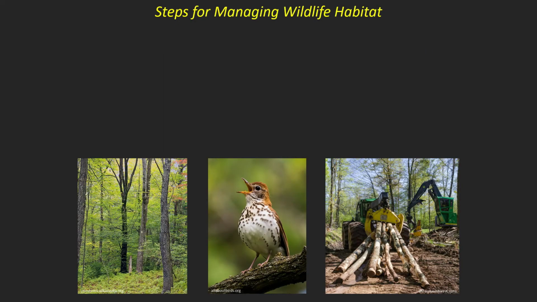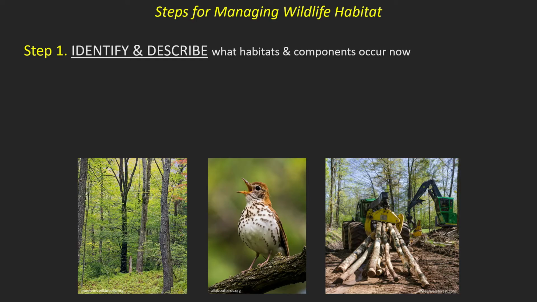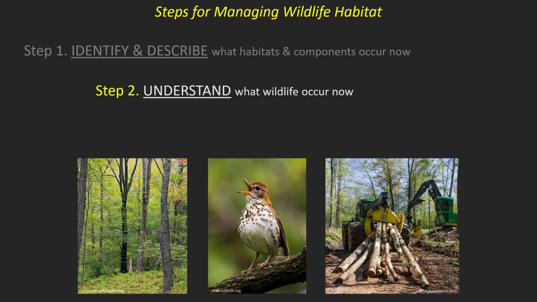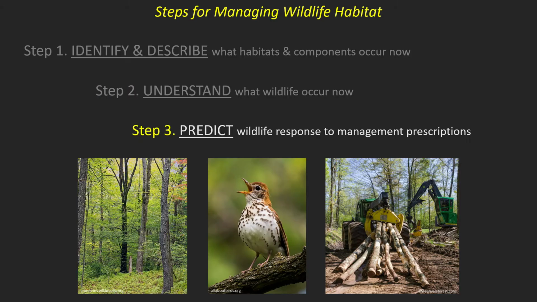So these correspond to the basic steps we should take when we plan to manage habitat for wildlife. We should first identify and describe the existing habitats and habitat components as they occur now. We should understand what wildlife are likely to occur now before we do anything to the habitat. And then we develop management prescriptions, basically a recipe for what we plan to do based on our predictions for how wildlife will respond to the changes we make to the habitat.